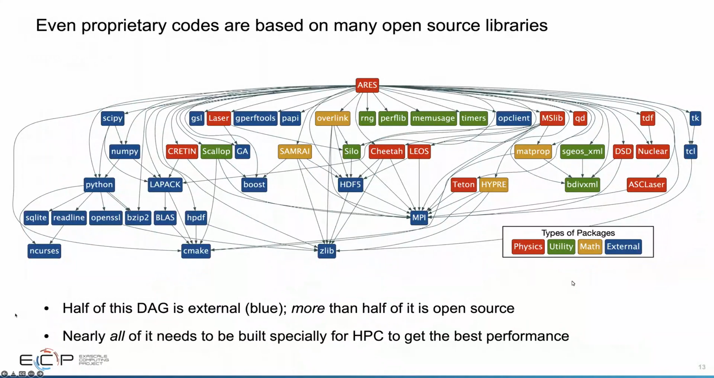And even proprietary codes, for that matter, are based on many open source libraries now. Here is the dependency graph of Aries, and half of this directed acyclic graph is external, and more than half of it is open source, which is shown in all blue boxes here. And nearly all of it needs to be built specifically at the HPC centers to get the best performance.